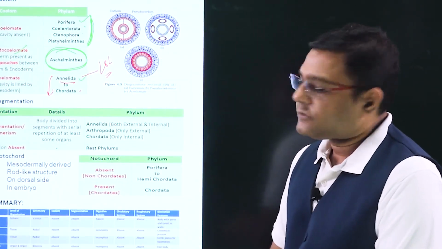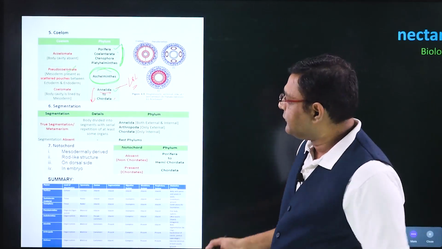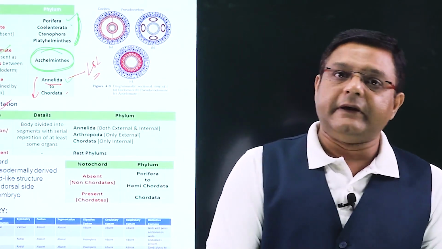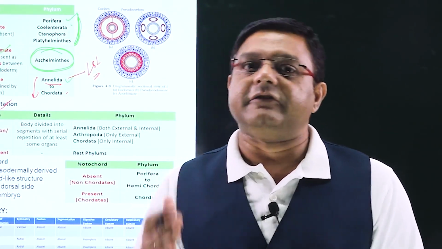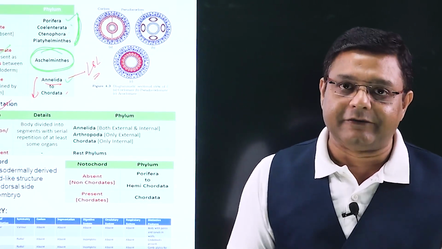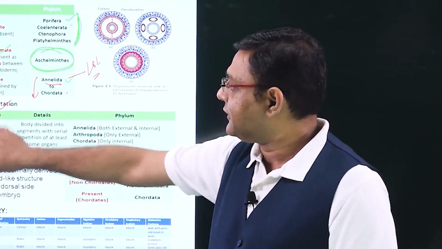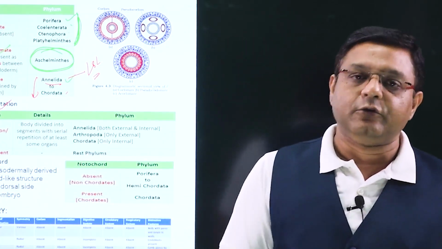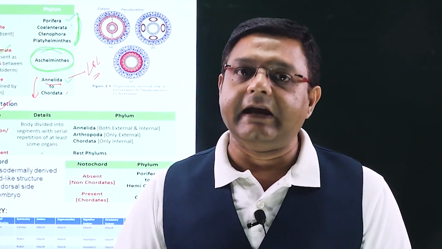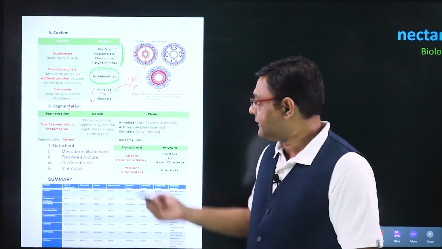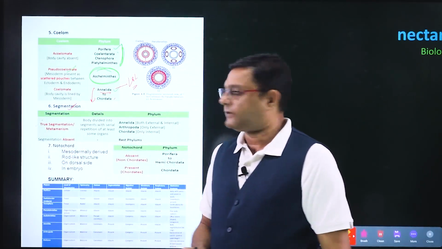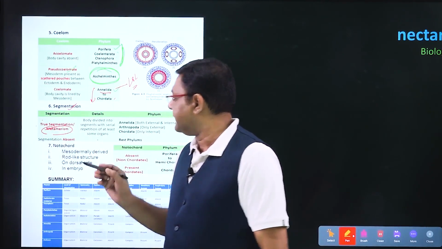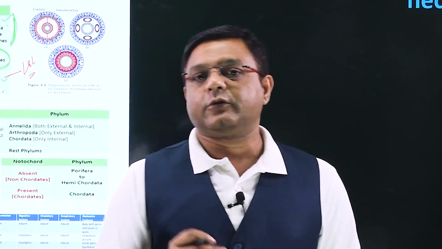After the first basis of classification, that is coelom, we come to the second basis, that is segmentation. Now the meaning of segmentation is that if the body is divided into small segments or metameres, the condition is called segmentation. If the body is divided into segments, there will be serial repetition of at least some organs, and we can say it is true segmentation, and as metameres are present, the condition is called metamerism.